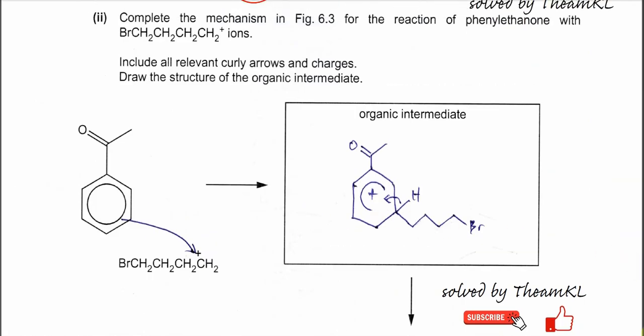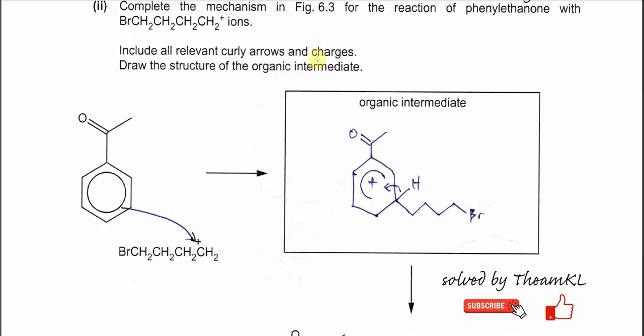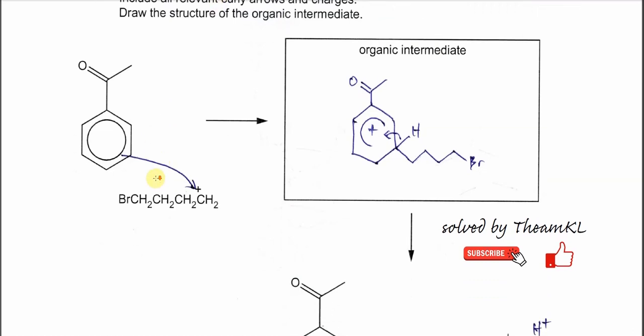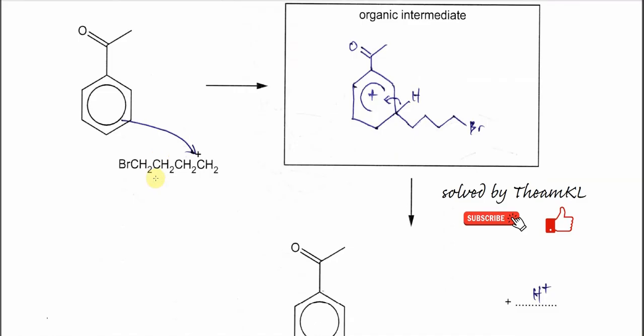Part 2. Complete the mechanism in Figure 6.3 for the reactions of these ketones and the carbocation. Okay, it's very easy. This mechanism has been asked many times. First, you need to draw one arrow from the benzene ring of the ketone pointing to the carbocation. This will give you 1 mark.